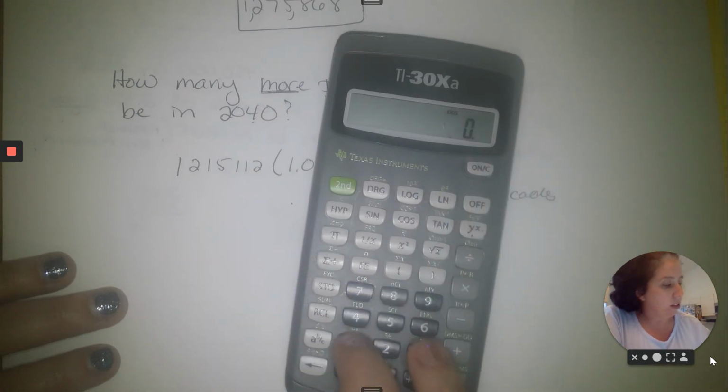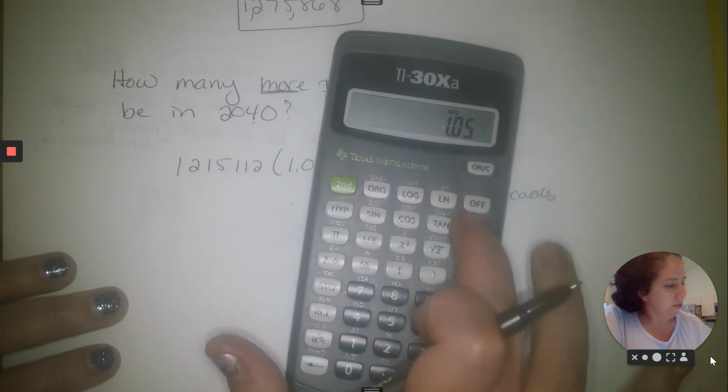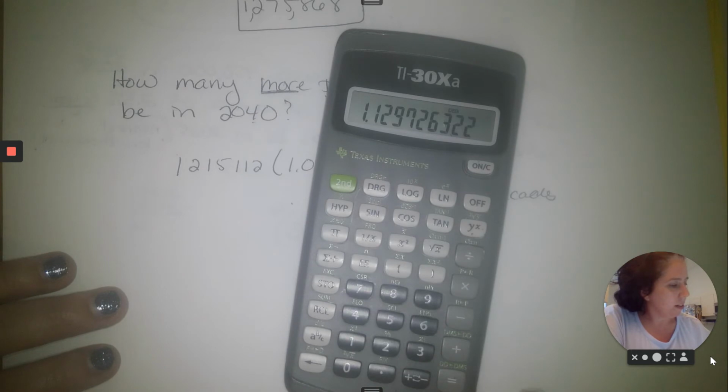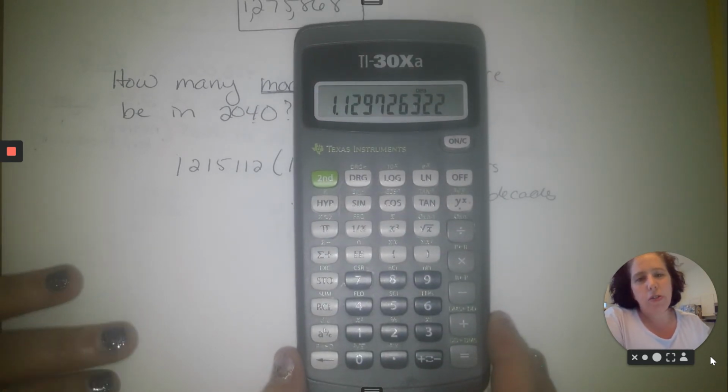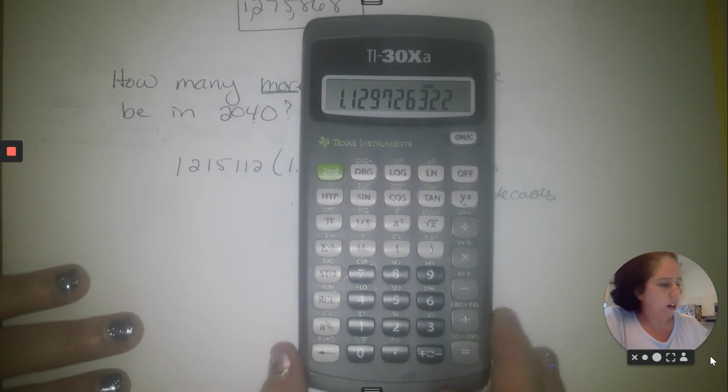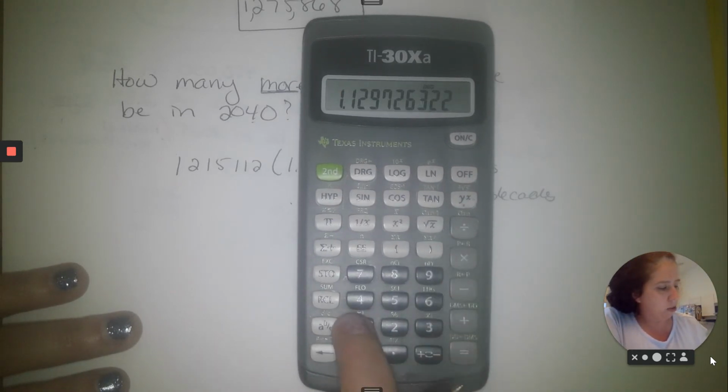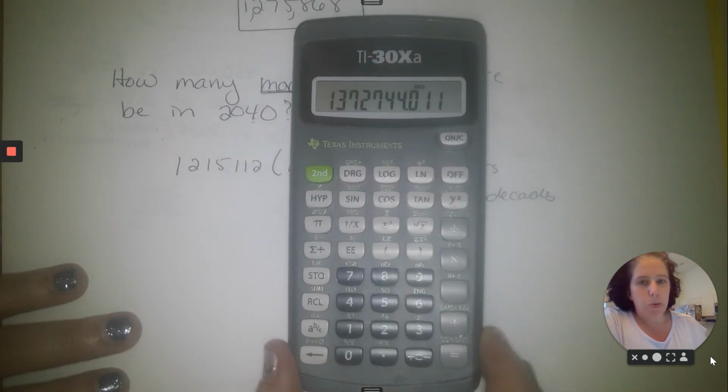Now I got two different answers. Yeah, that looks better. So if you ever get two different answers when you try it again, do it a third time so you figure out which one was right. Now we're going to multiply that times the original, 1215112.